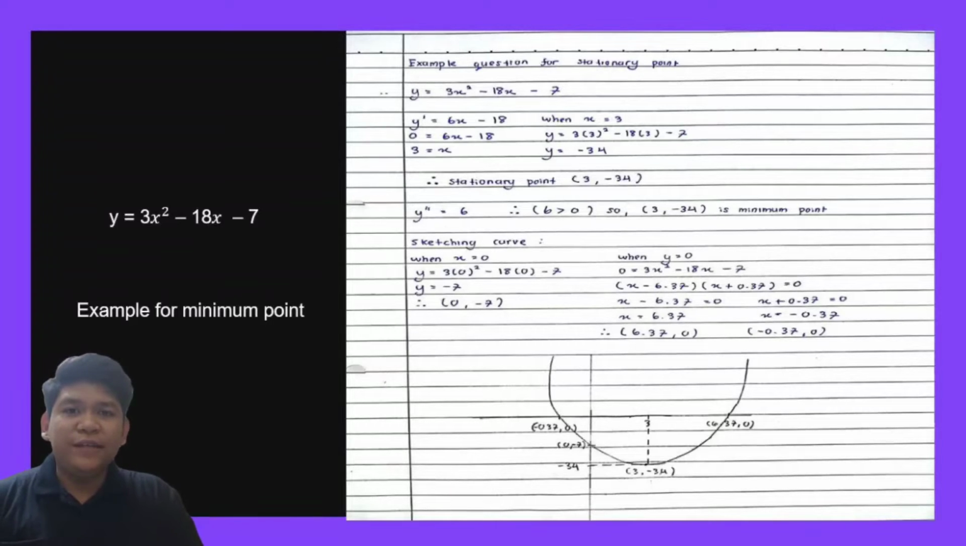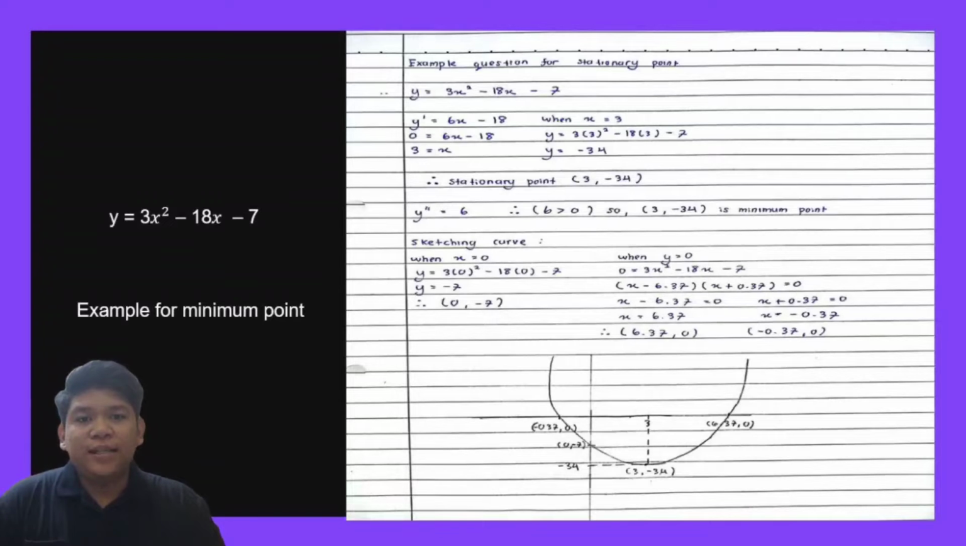Now I will show you an example of a stationary point. The equation given is y equals 3x² minus 18x minus 7. So to find the stationary point, we need to differentiate the equation. So it will be y prime equals 6x minus 18.